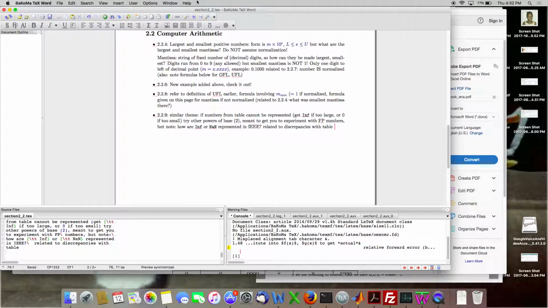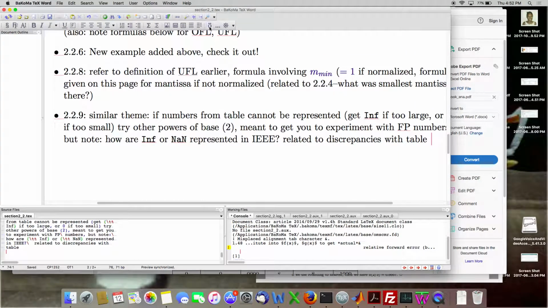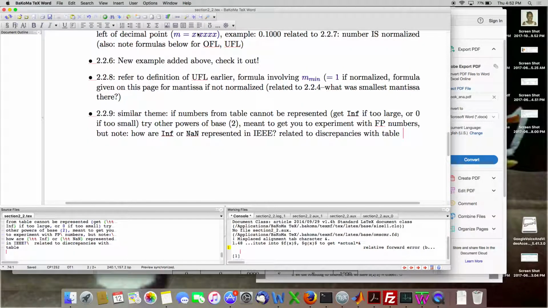Whoops. Let's zoom in a lot. Not that much.